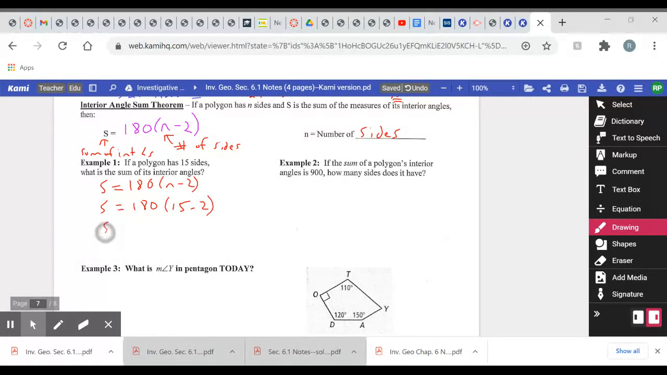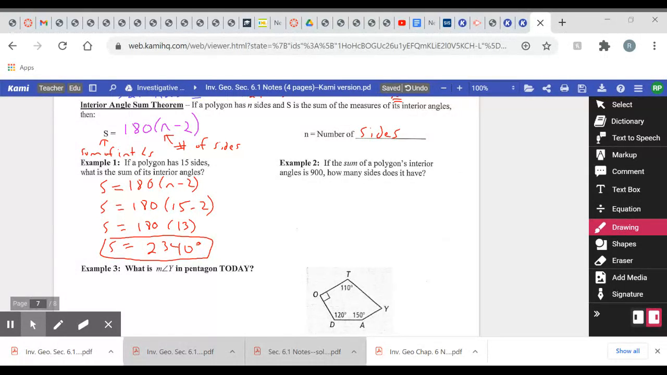Now if I solve that using the right order of operations, I'm going to do what's in the parentheses first: 15 minus 2 is 13. Now if I multiply 180 times 13, I get 2,340. Some of these numbers are going to get kind of big, because if it has a lot of sides, there are a lot of obtuse open angles, and those angles are going to add up pretty quickly. And that's my answer there.